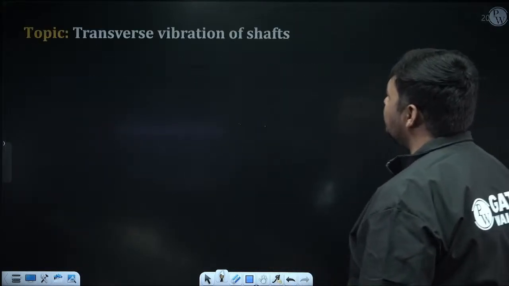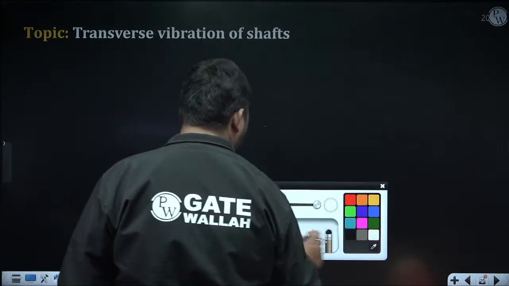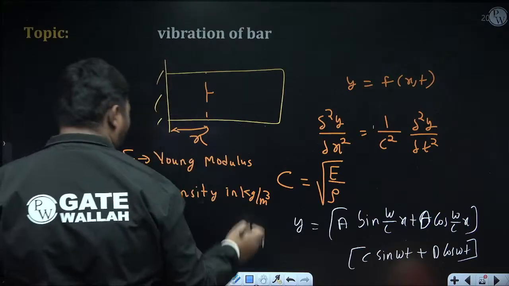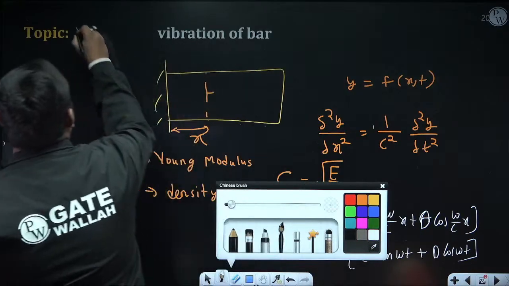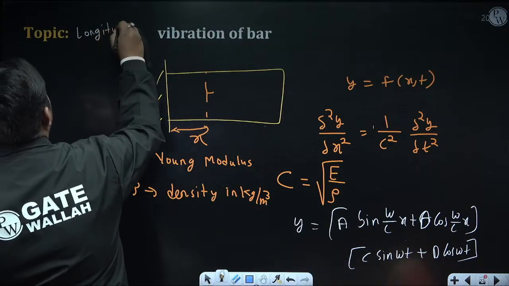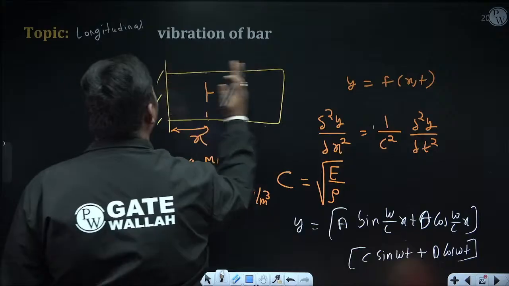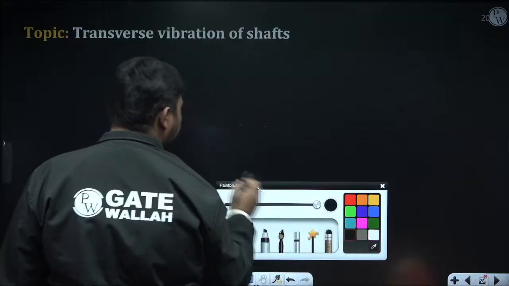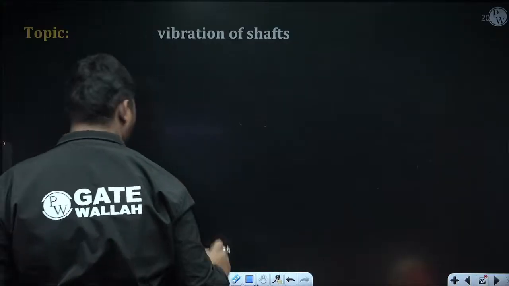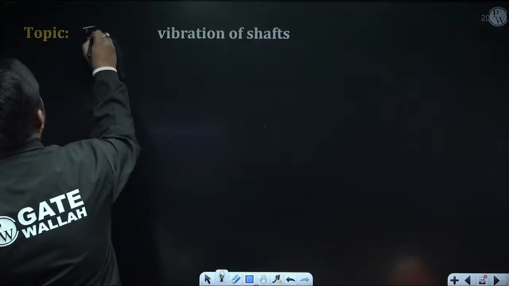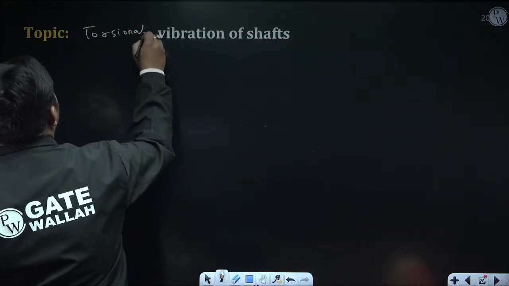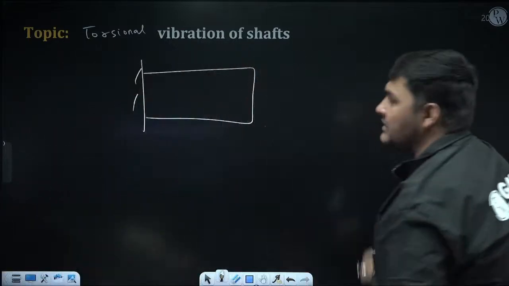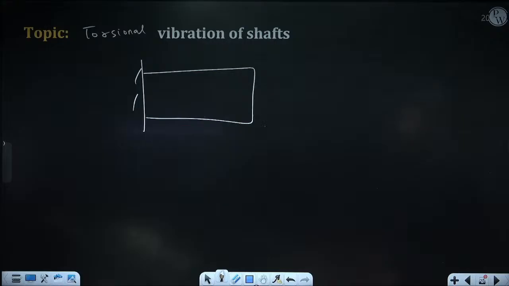Next, it is not transverse, it is a typing error, actually it is longitudinal vibration of bar. Longitudinal means vibration is occurring like this. Okay. Then torsional vibration in shaft. This is suppose shaft. Okay. This vibration is occurring like this. During that vibration, twist will occur.